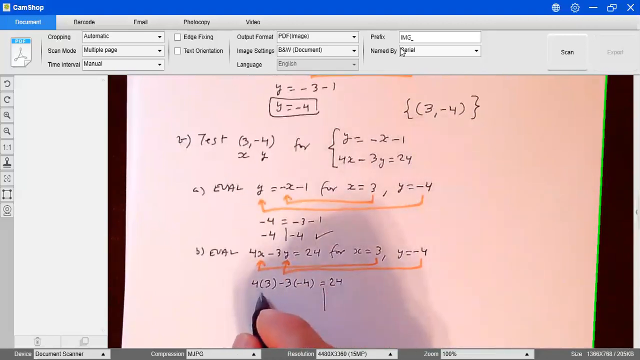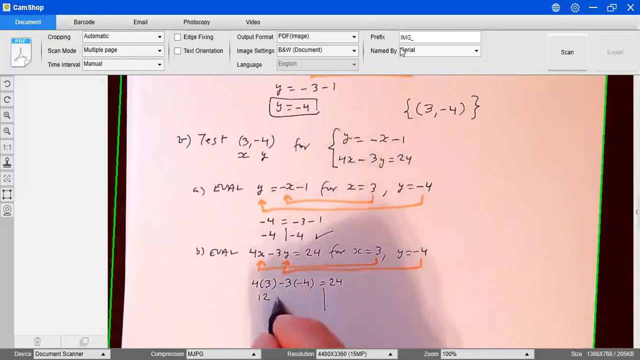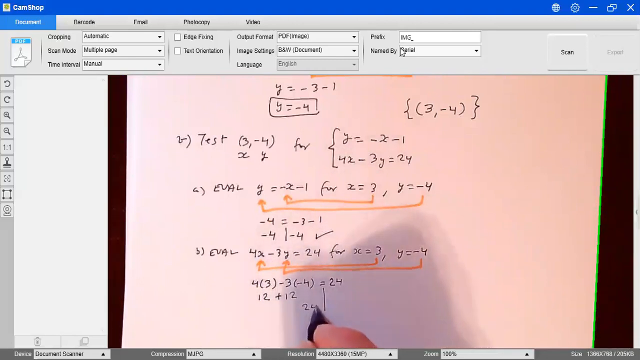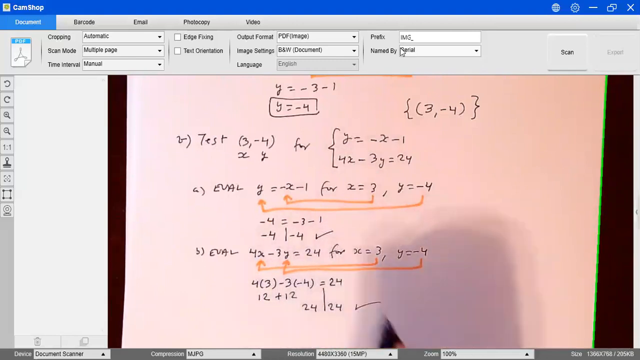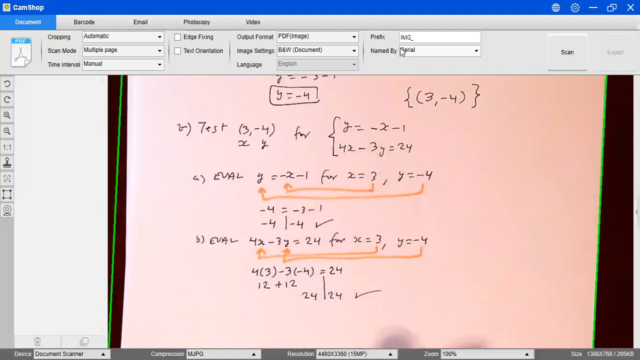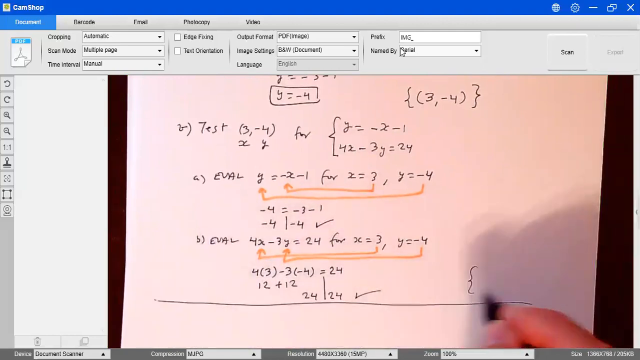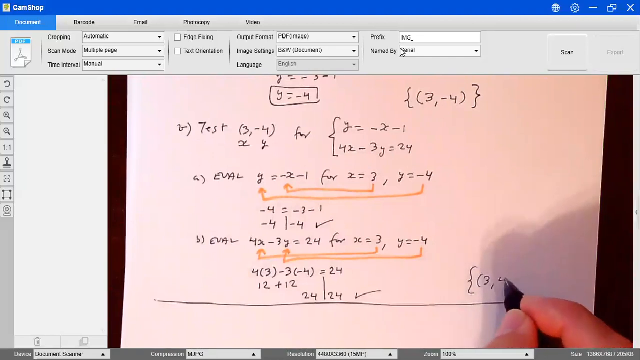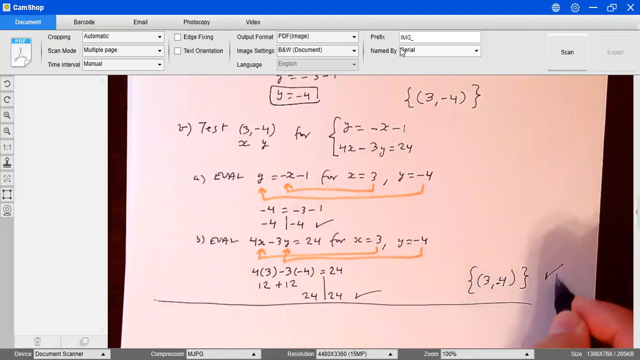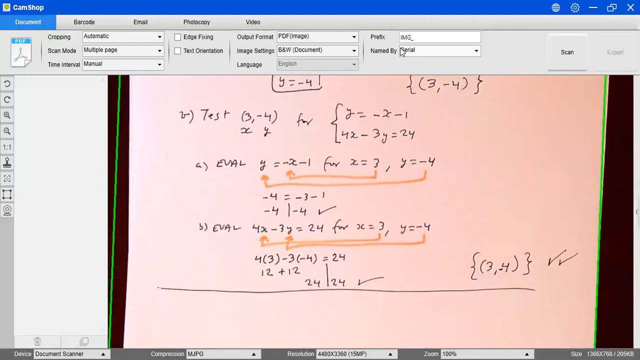So 4 times 3 is 12. Negative times negative is going to be positive. 3 times 4 is going to be 12. 12 plus 12 is 24. Here we have 24. So yeah, that's the solution for the system. So 3, negative 4 is the solution for the system.